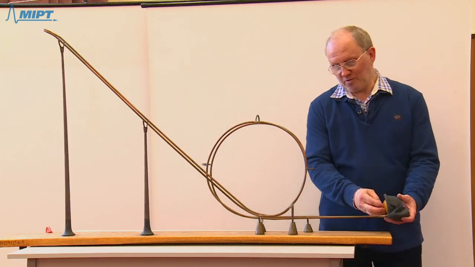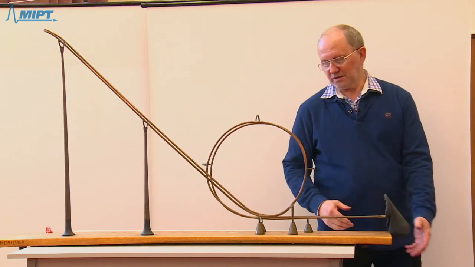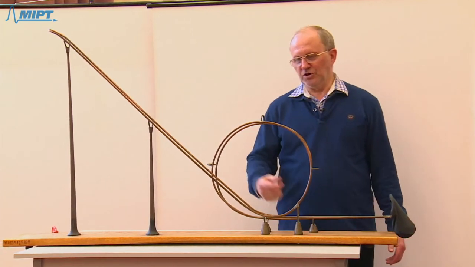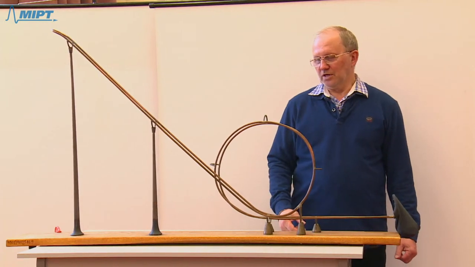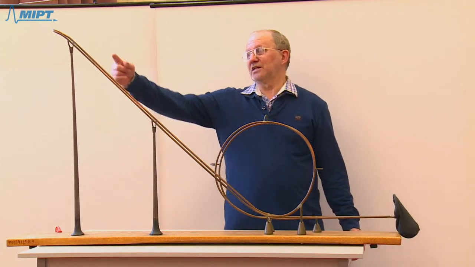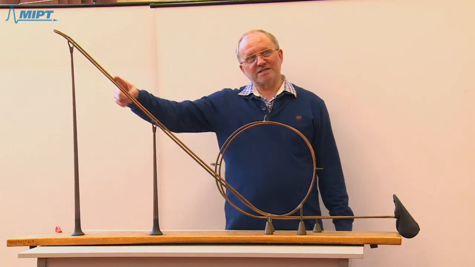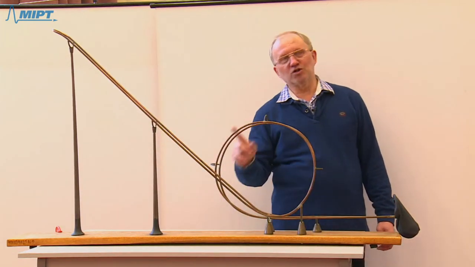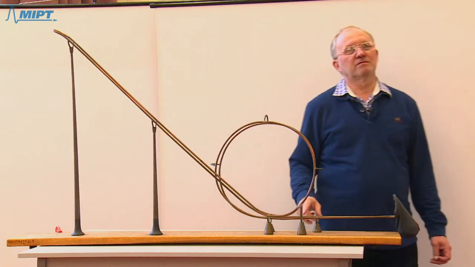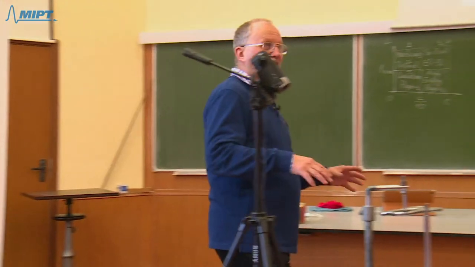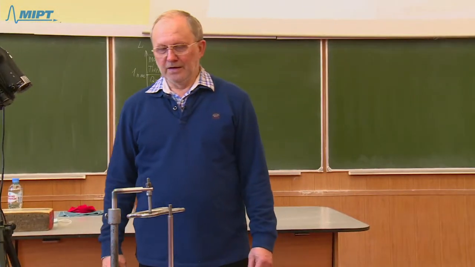It's a very simple problem in mechanics. And you should certainly know how to solve this problem. If you know the radius of this loop, you must be able to calculate the height which is necessary for the ball to start its motion in order to go through the loop and not fall down. You should be able to solve this problem. Even now, you have enough knowledge to solve it.